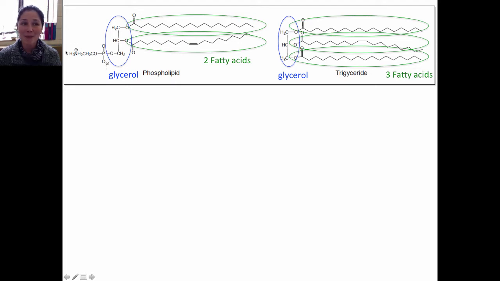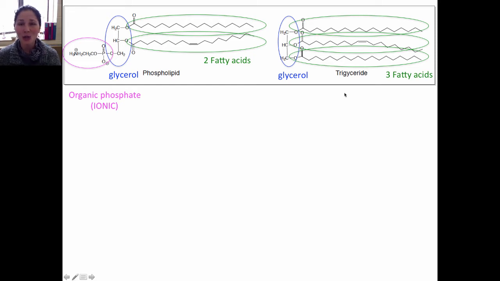It has a positively charged primary protonated amine, and it has a phosphate group. This is an organic phosphate group, and the most important quality of this group is that it's ionic. And that is going to drastically change the interactions of a phospholipid with water compared to a triglyceride with water.